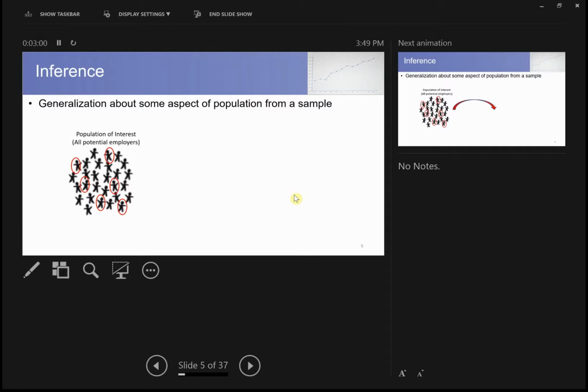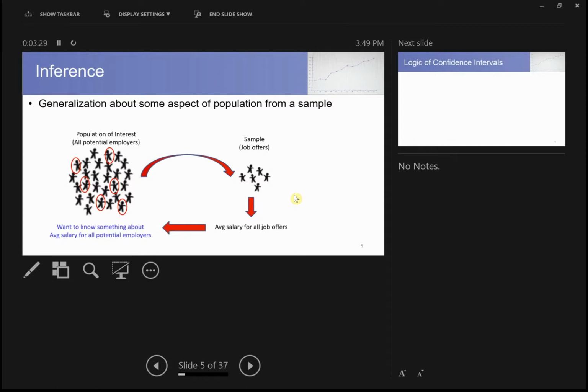Again, I want to emphasize that confidence intervals are a certain type of inference. We have a population, which is all the possible employers. You get a sample and analyze it, getting information from it, in this case the average salary from those six offers. And you want to make a generalization about all the possible salary offers that you could get in that area. So this is just another form of inference.